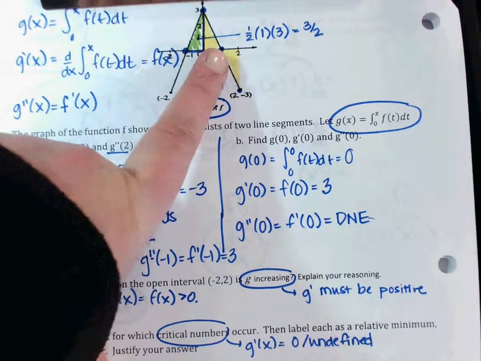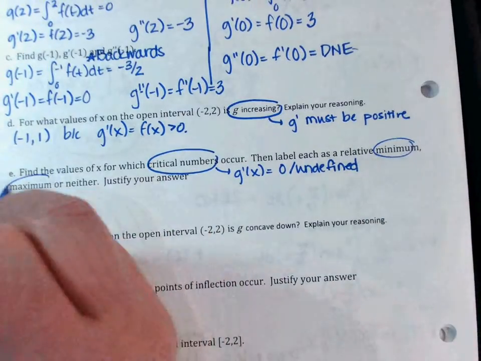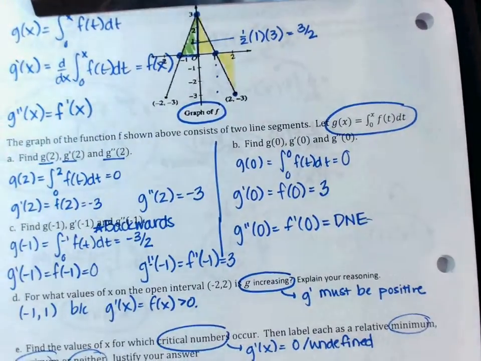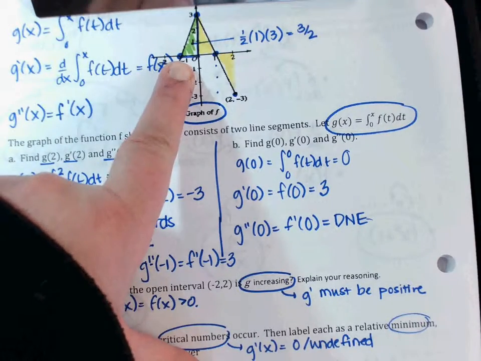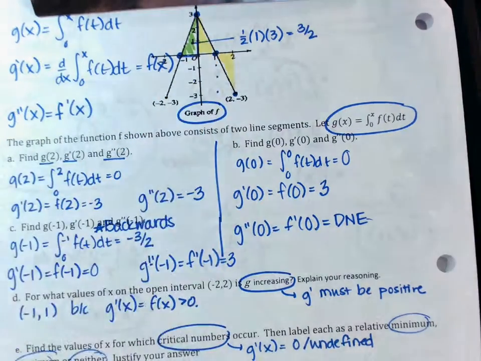Then you'll notice that next they're going to ask me to label it as a minimum, maximum, or neither. So if I look at my graph here, what type is negative 1? A min, max, or neither? It would be a min. What is 1 going to be? A max, because of the direction of the sign change.